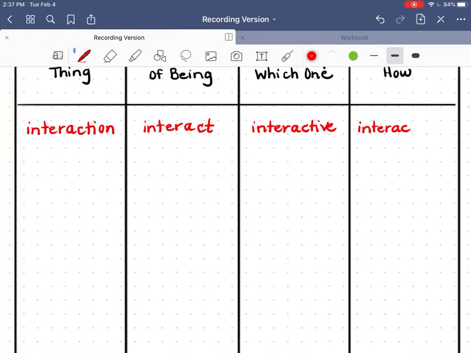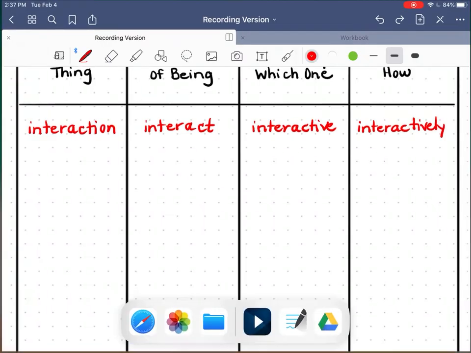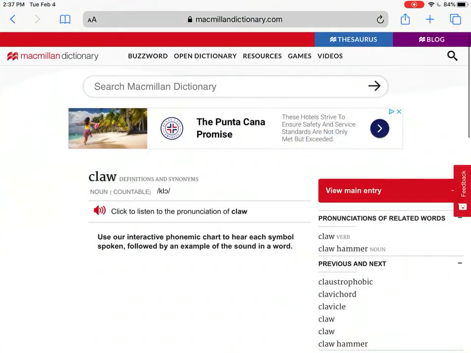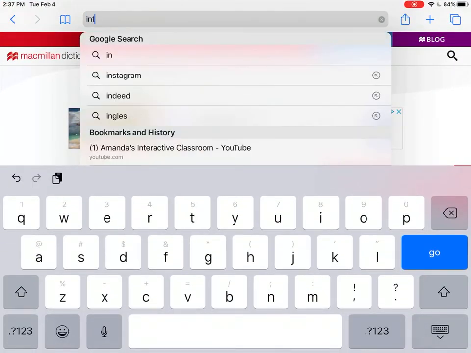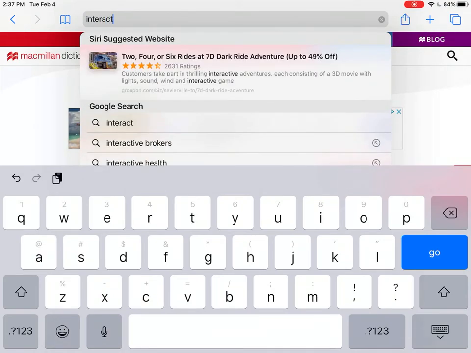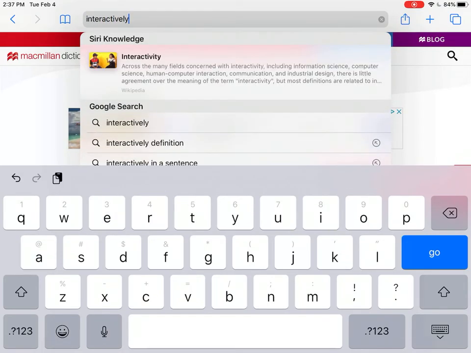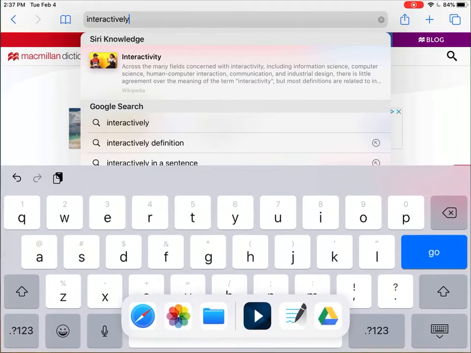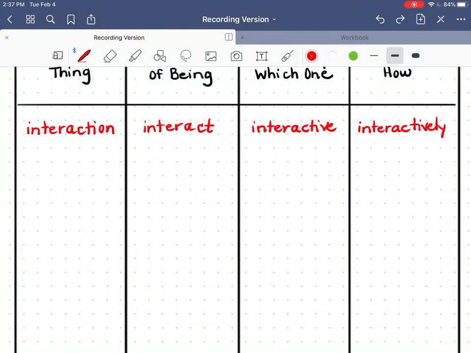Sorry. And I need to check the spelling on this one to be sure that the E needs to be there. So let me pull up my internet dictionary. Interactively. And I had planned to do this before I filmed, but I forgot. So yes, it is spelled correctly. So that's the interact family.